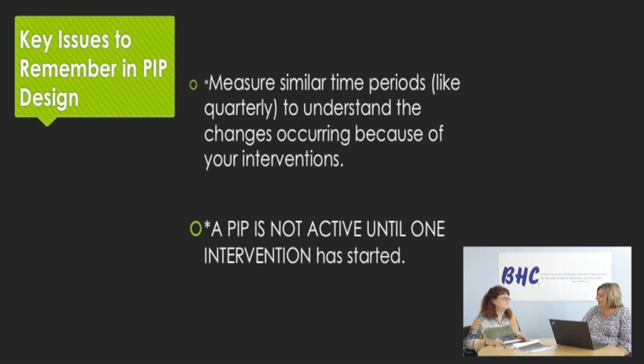That's right. And the last thing on this particular slide, which we've already discussed, is that a PIP is not active until one intervention has started. I don't think we can say that enough. If the goal is to get to an active PIP, then there needs to be an intervention started, and we need to be at the point where we're going to measure whether or not that intervention was successful. Data collection should have started as well as the intervention.